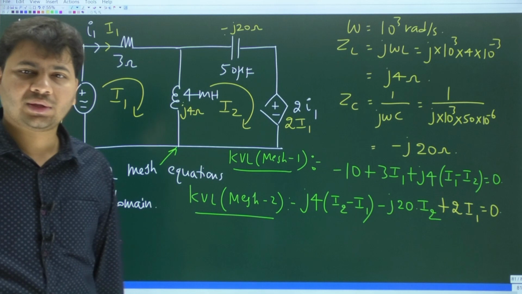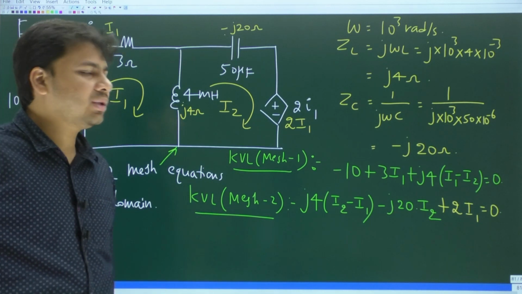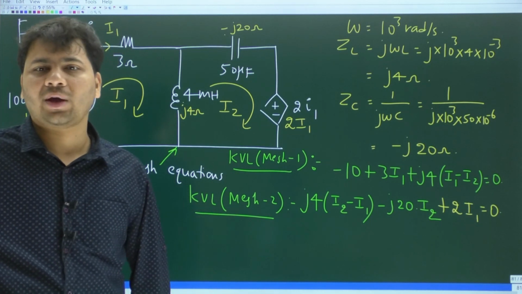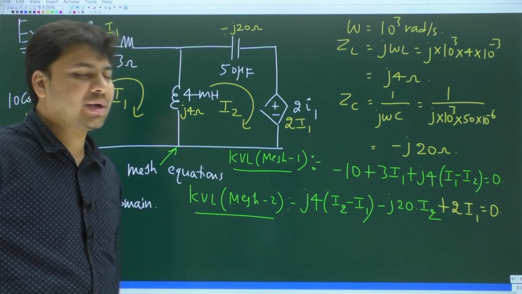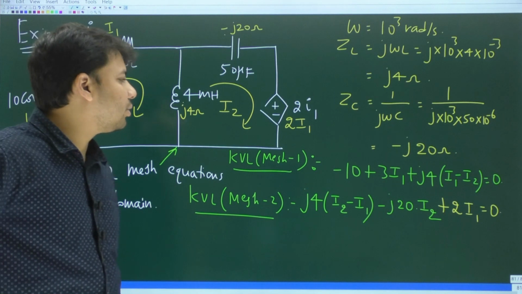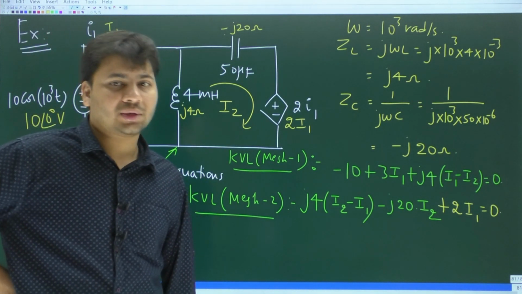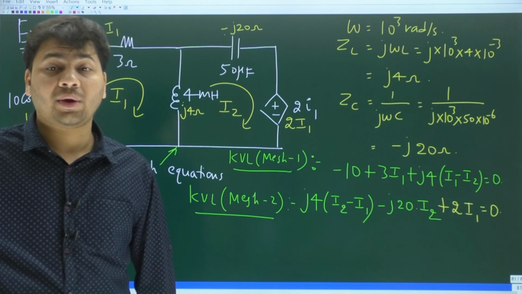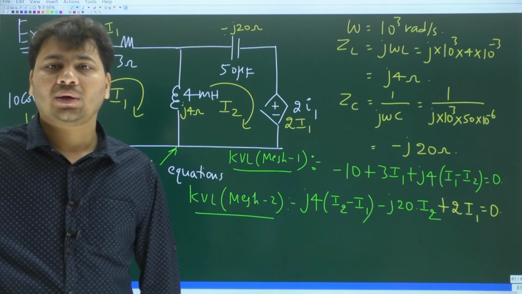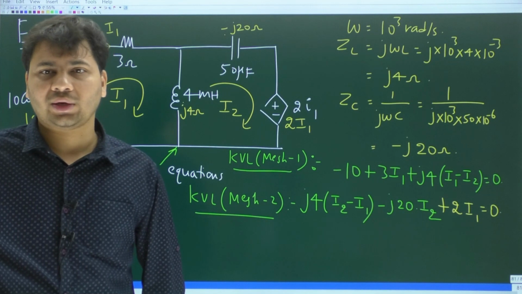That's all. These are the two mesh equations from which we can solve for the two mesh currents I1 and I2. Again, this is just to illustrate the fact that all the techniques we have used earlier for resistive circuits can be used to do the analysis of our circuits driven by sinusoidal sources, when the circuit reaches sinusoidal steady state. Okay.